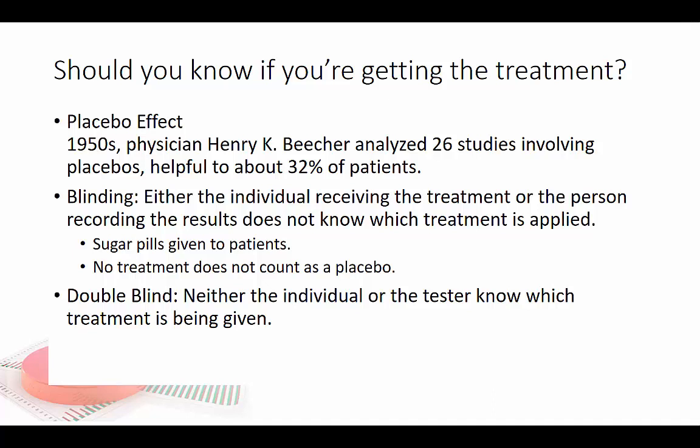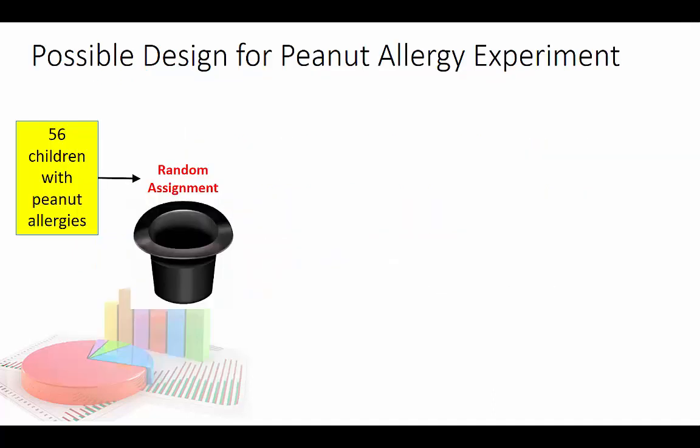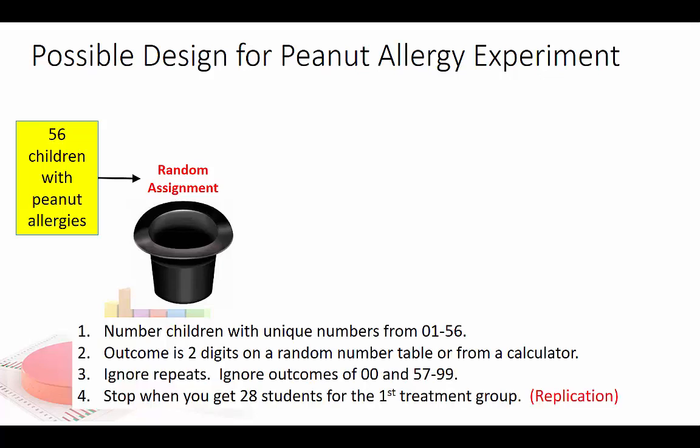So let's go back to that peanut allergy experiment. So first of all, the subjects are 56 children with peanut allergies. Not just 56 children, but 56 children with peanut allergies. So we're going to do random assignment. And we can number the children with unique numbers. In this case, I did 01 to 56. Probably would have been better to do 00 to 55. Outcome is 2 digits on a random number table or from a calculator, or it could be a computer, some sort of random number generator.